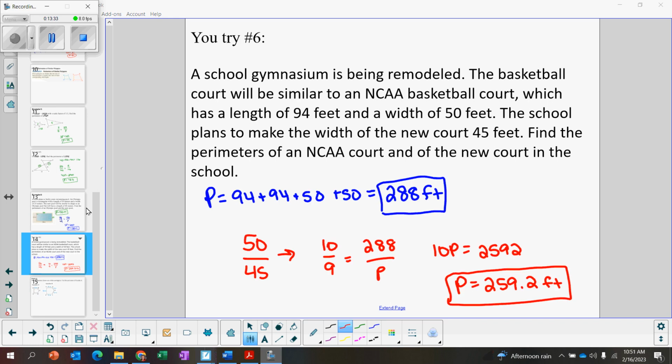All right, so the NCAA court has a perimeter of 288 feet. Our new court compared to the old, 50 to 45, is 10 to 9. So 10 over 9 equals 288 over P. Cross multiply, we get a perimeter of 259.2.